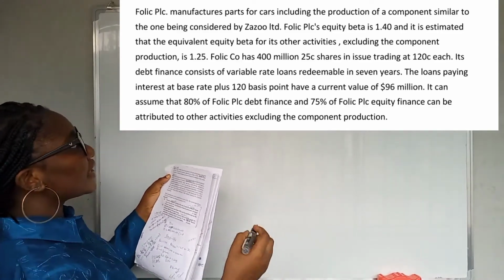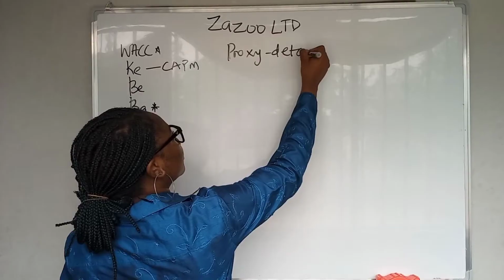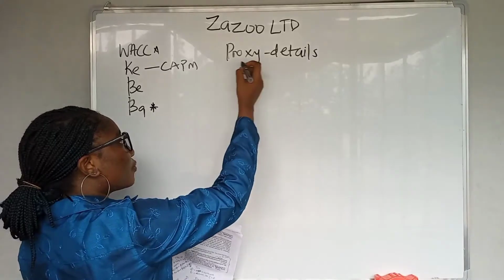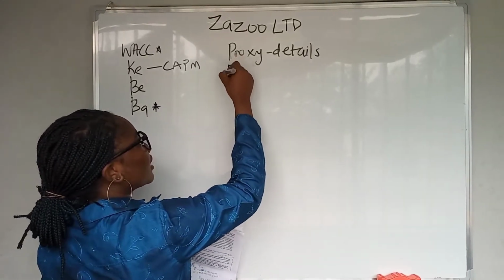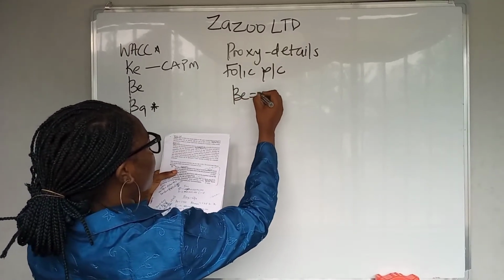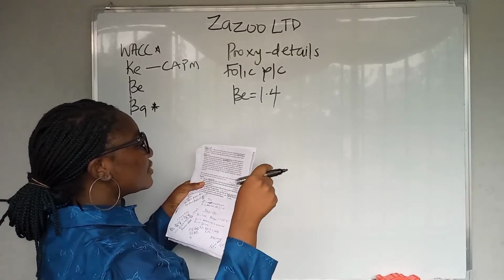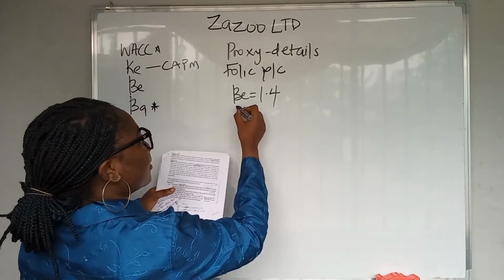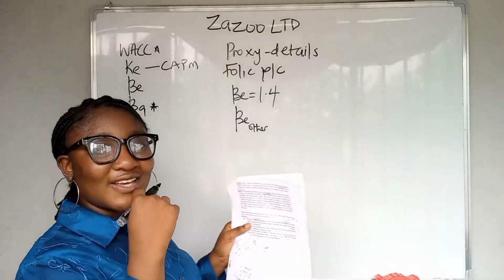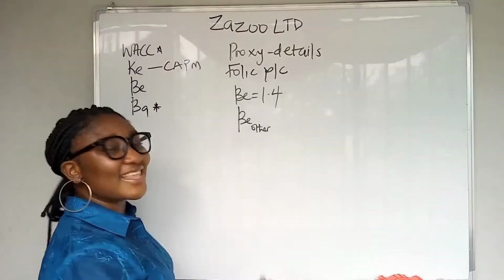They now said that their equity beta, proxy details. Now, all this one is in your working notes. Just flip a page over, right? Your proxy details. What's the name of the proxy? Folic PLC. Folic PLC's equity beta, that's BE, is equal to 1.4. And it is estimated that the equivalent equity beta for other activities, excluding the component production, that is excluding the component that Zazu wants to go into. And that's what we are looking for.